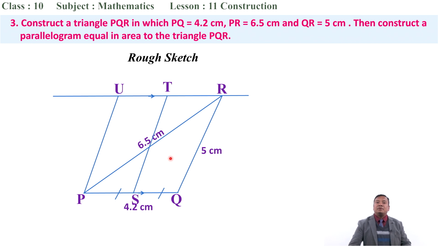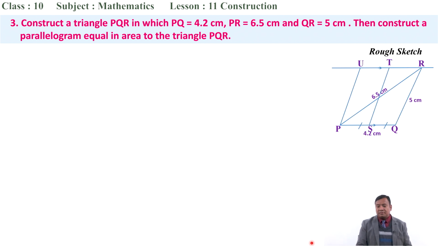The main concept we have to remember is that to make the parallelogram, always the parallelogram must have half the base of the given triangle. Half the length of this PQ, suppose 4.2, means PS must be 2.1. Half of the base means this, right? And it must be between the same parallels. Okay. You also be ready.